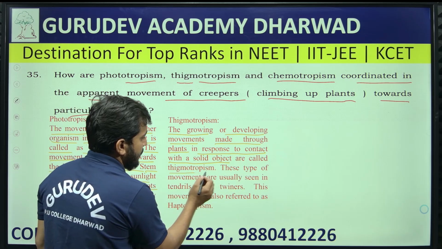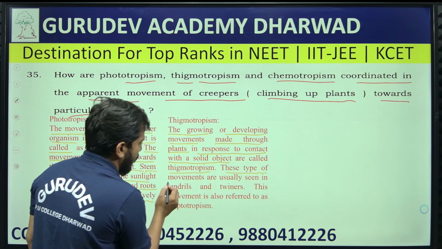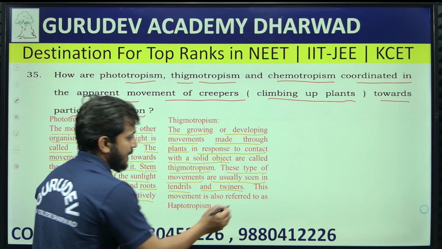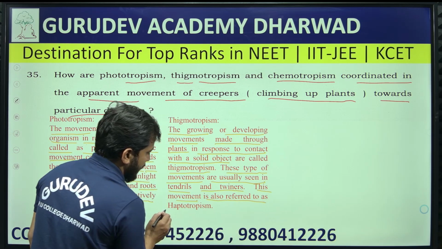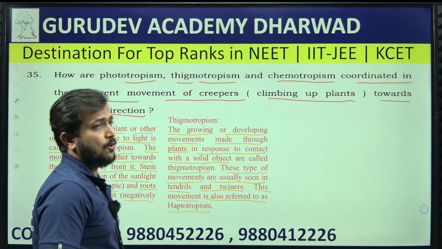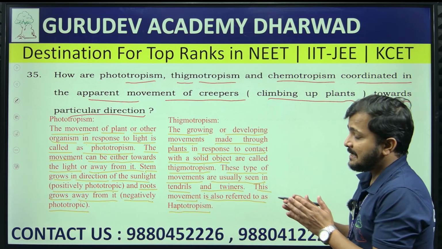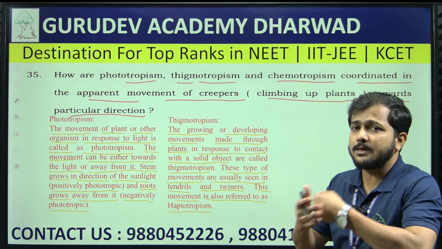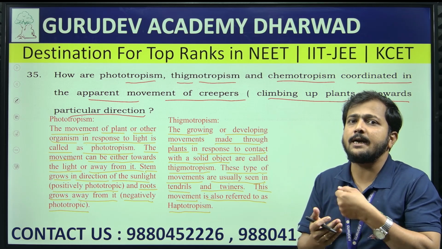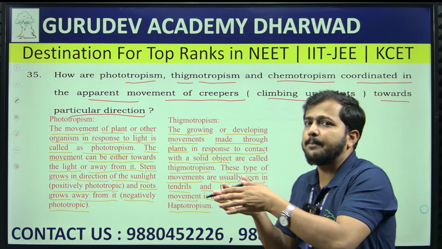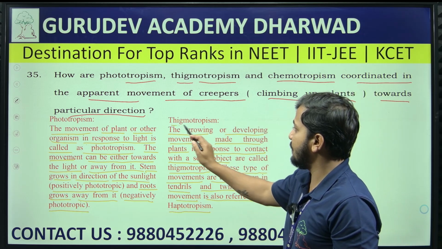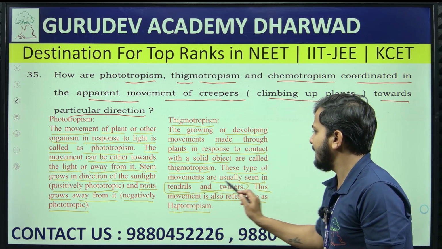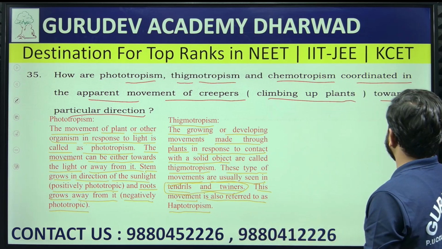This type of movement is usually seen in tendrils and twiners, and this movement is also referred to as haptotropism. The tendrils of the plant find something called a support, a solid support. The plant moves towards that, and that type of movement is thigmotropism, which usually takes place in tendrils and twiners.